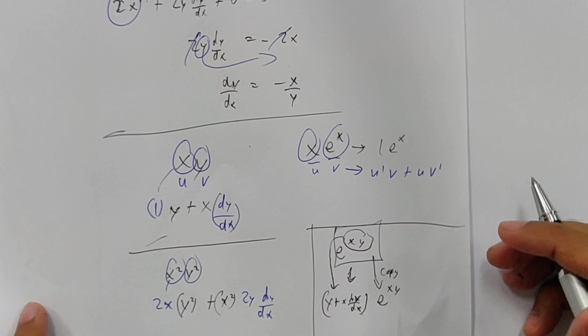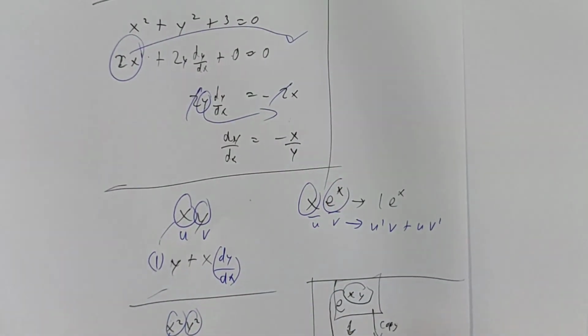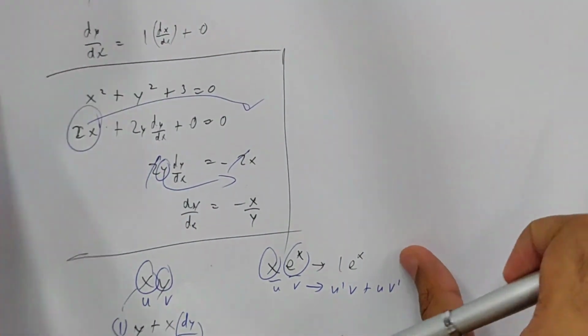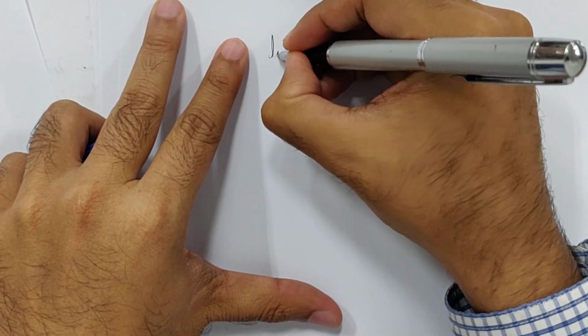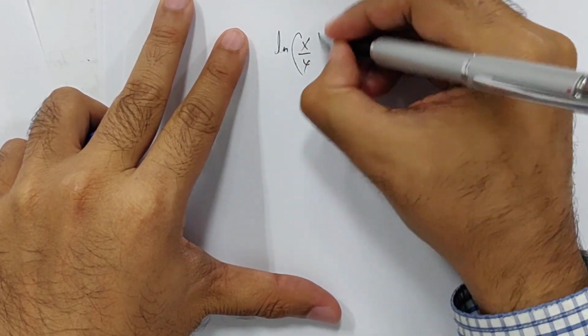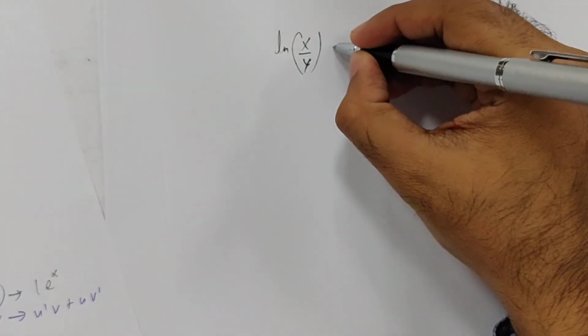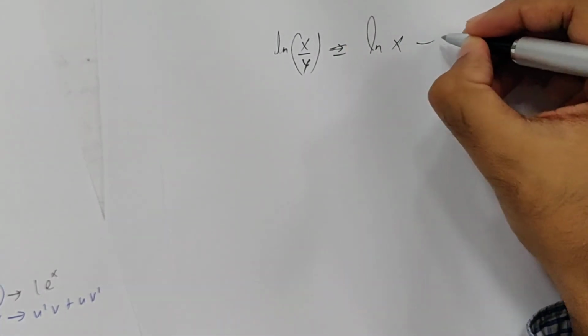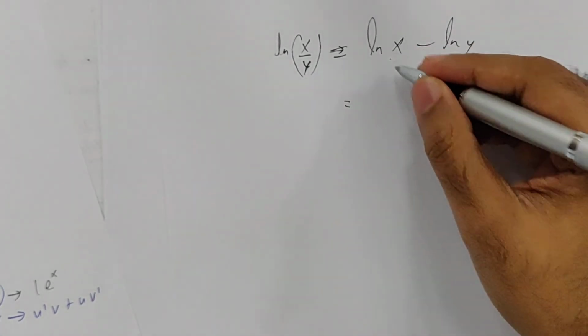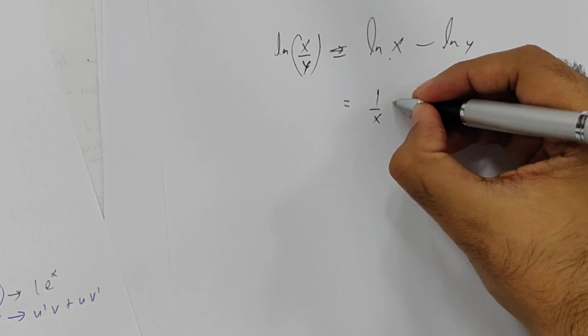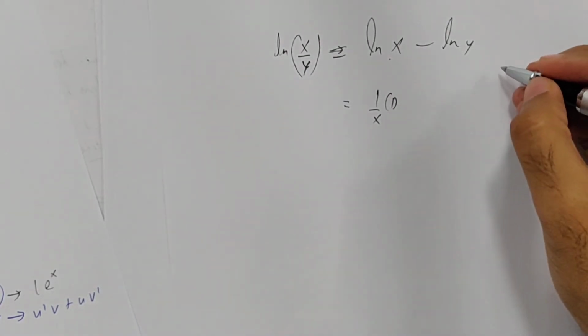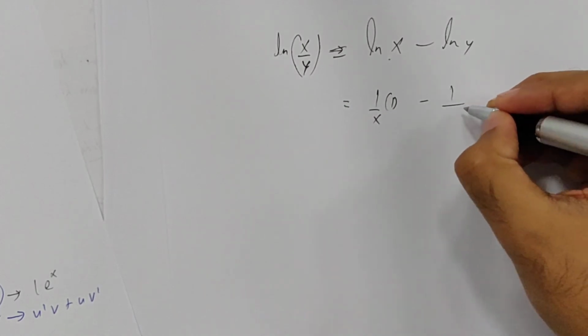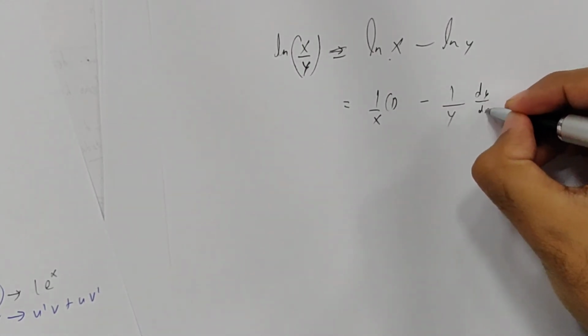Alright, one last one. What if I said to you, let's take a new paper. ln of x over y. Differentiate this. How? This thing here is ln x minus ln y, and then differentiate ln x: 1 over x. Differentiate ln y: 1 over y times dy/dx. Very good.